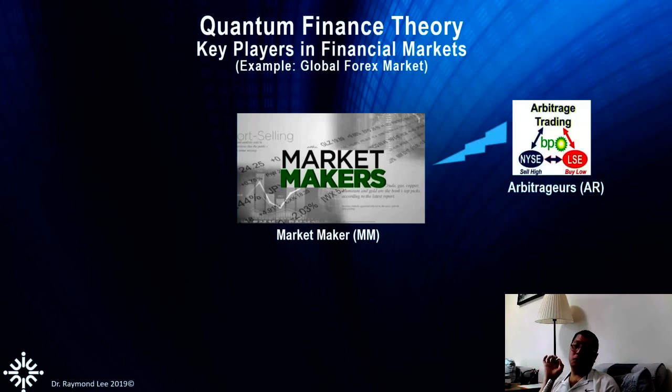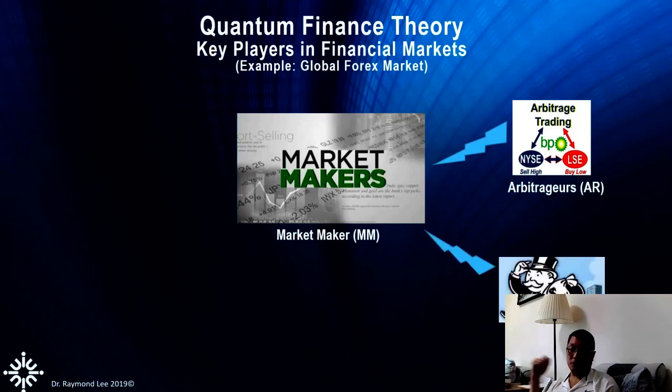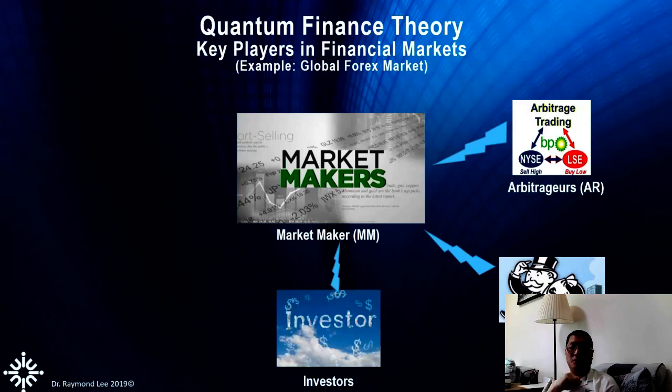The second one is what we call the arbitrageur. Arbitrageurs are people who try to do some, what we call, high-risk trading, using the differences in the market to earn money. We will talk about it in detail. The speculators are people who try to take risks, using investment. The investor, the normal people.